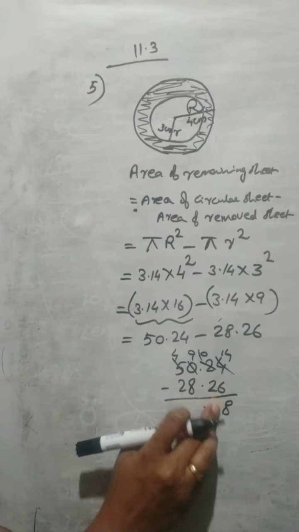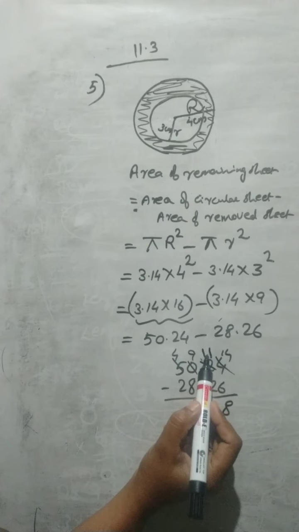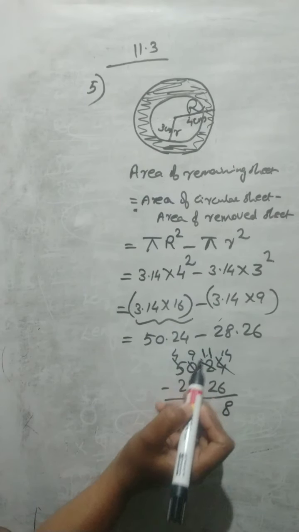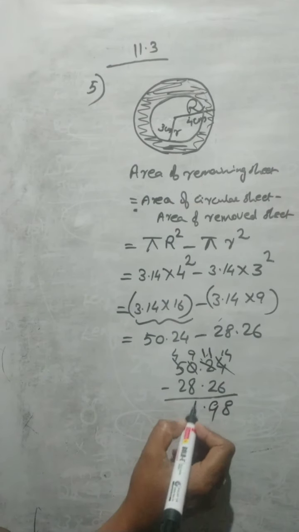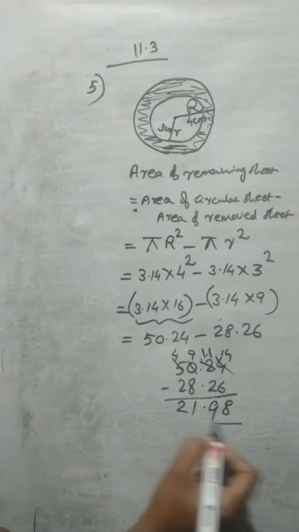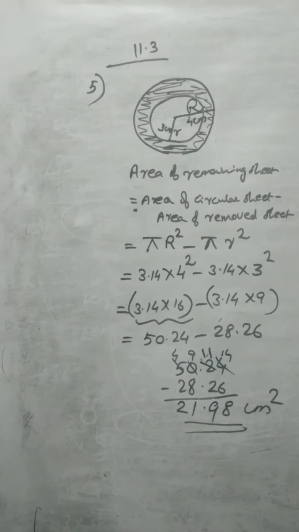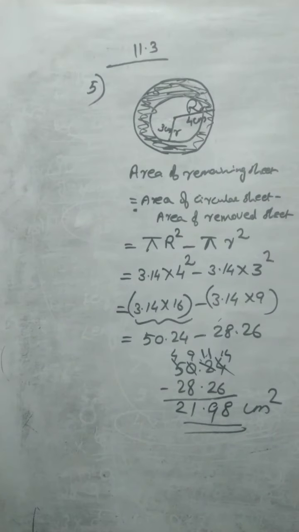No, not 10. Here this became 1, because we have taken 1 from this 2. So this 2 became 1. So 11 minus 2, 9. Then 9 minus 8, 1. 4 minus 2, 2. 21.28 centimeter square is the area of this shaded part. Clear?